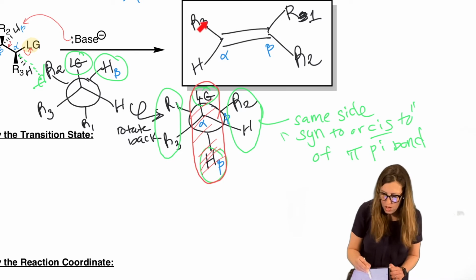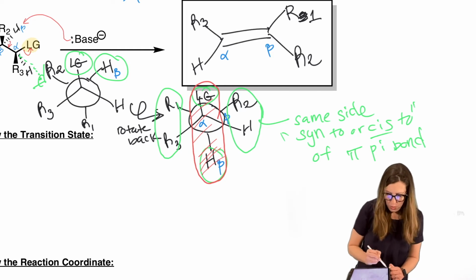Okay, so R3 and R1 are on the same side. H and R2 are on the same side of the pi bond. Alpha carbon has R3 and H. Beta carbon has R2 and R1. We're good. Who did we match?